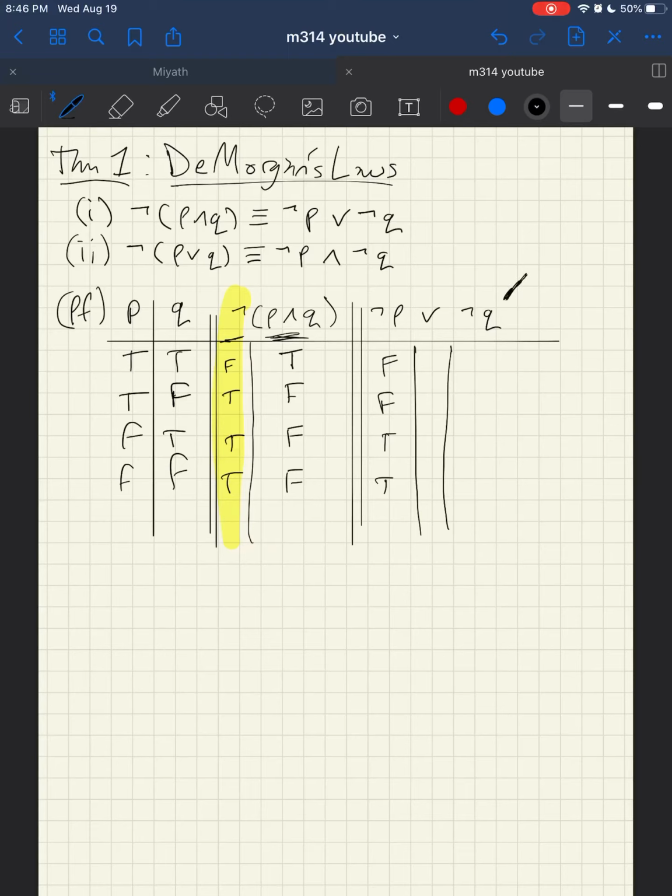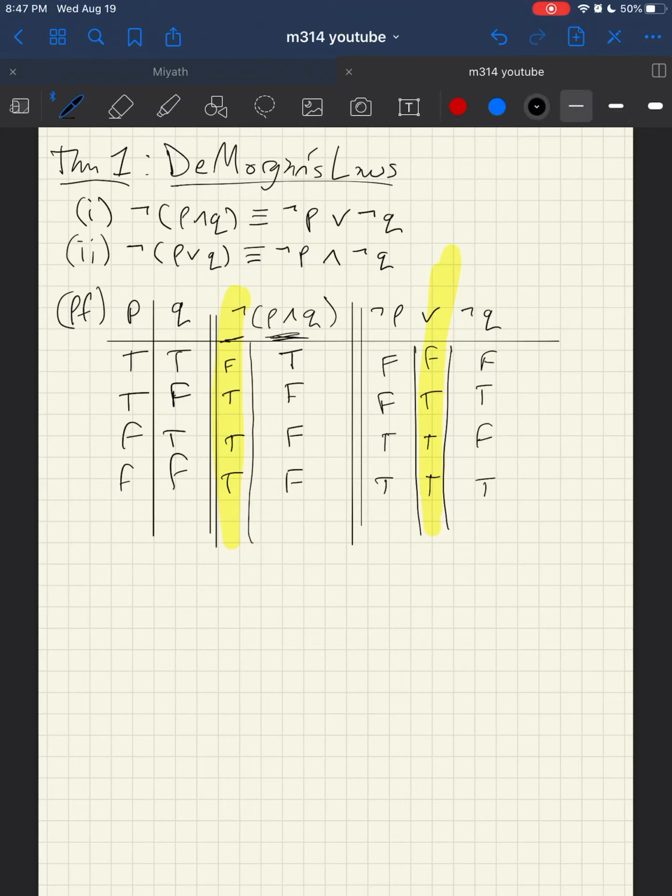Same with this Q here. This Q is going to get negated. So it goes false, true, false, true. And now I need to do an OR of these two columns, right? So false or false is false. False or true is true. True or false is true. True or true is true. So this is my answer column for the second expression that I'm evaluating.